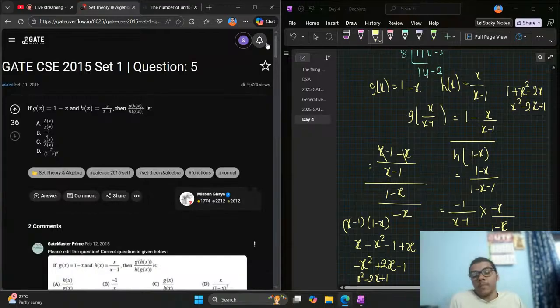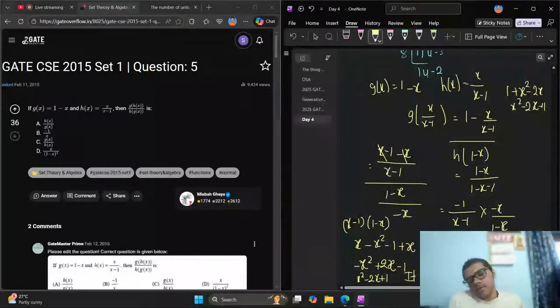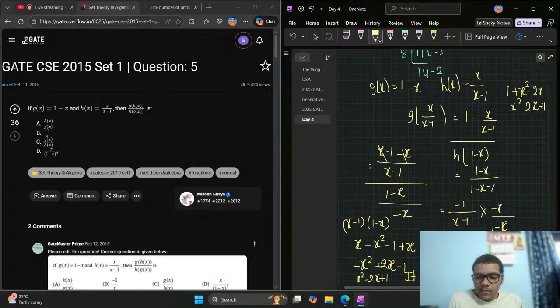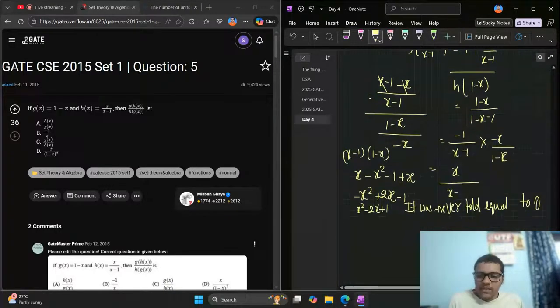Okay, the math is not mathing, obviously. X minus x square minus 1 plus x minus x square plus 2x, x square minus 2x. Okay, it was never told equal to 0. You cannot change signs like that.